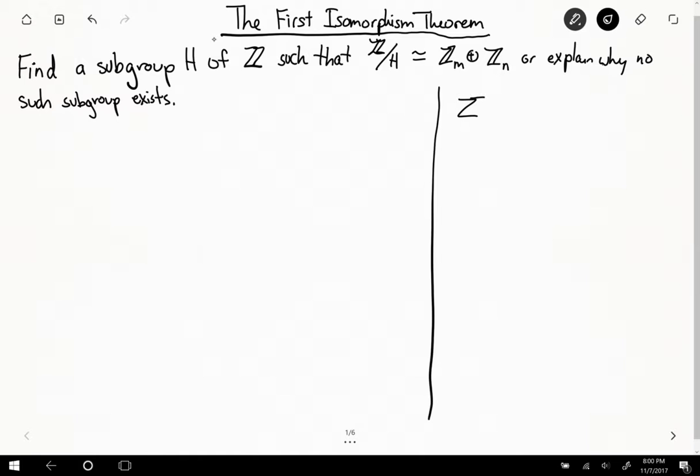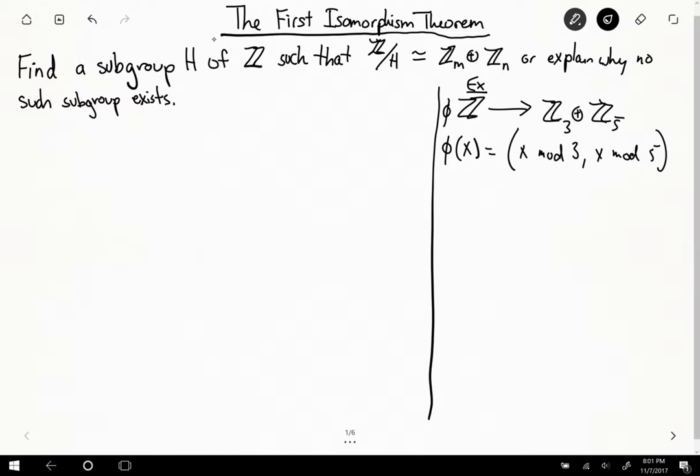So let's assume for our example we'll take Z into, let's say, Z3 by Z5, for example here. Now if we want to try and find a homomorphism that does that, what's the natural way to go? Well, if you have phi of x, what this should look like is most likely x mod 3, and then in the second coordinate maybe x mod 5. I'm not saying this is going to work for sure, but we can see.